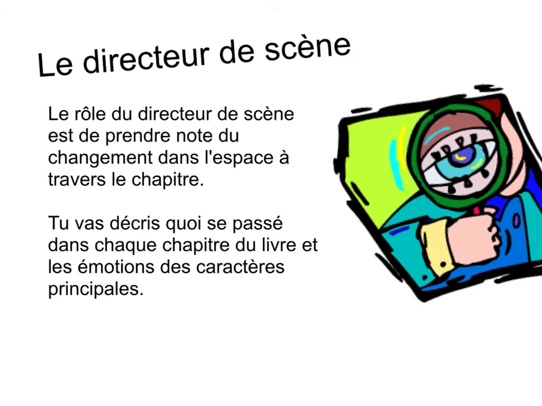Your role as the director of scene is to take note of changes that happen between chapters. You're going to describe what happened in the chapters of the book and the emotions of the principal characters or main characters.